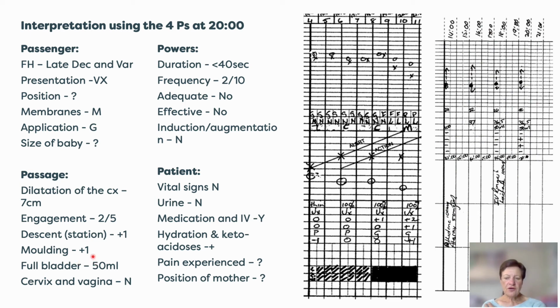They've obviously not done anything about the urine, and again the mother only passed 50 milliliters, so this bladder is definitely full. Then if we look at the contractions, there's nothing different. There are still only 2 contractions longer than 40 seconds. So we can again say with certainty the contractions are not adequate and neither are they effective.